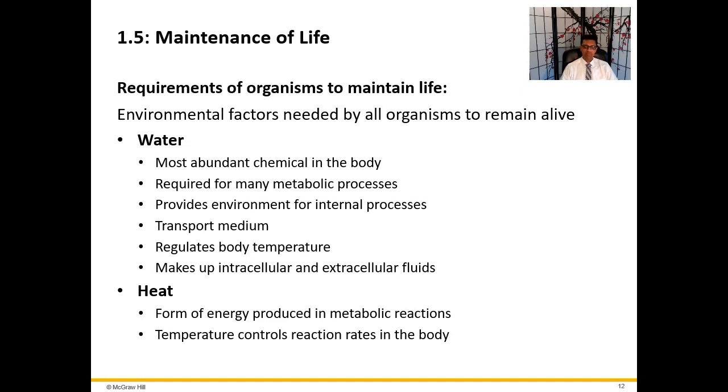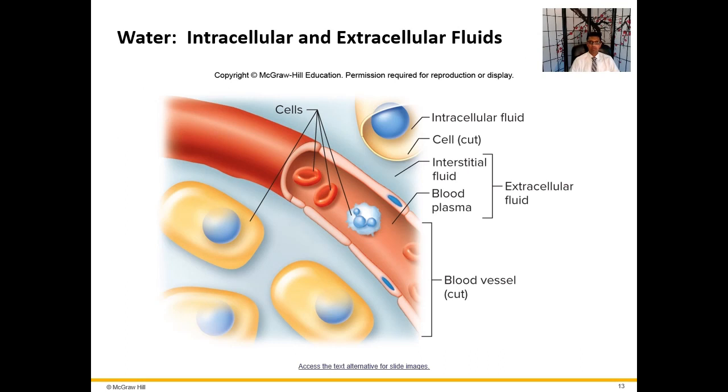Heat, form of energy produced in metabolic reactions. Temperature controls reaction rates in the body. Okay, so if we get too hot, we want to be able to release the heat via sweat. If we're cold, we shiver, so we produce heat. If you look at water, there's intracellular, which is inside the cell, and extracellular, which is outside the cell. There's lots of fluid. You have interstitial fluid. You have blood plasma. You have blood itself. All those are reliant on water content.